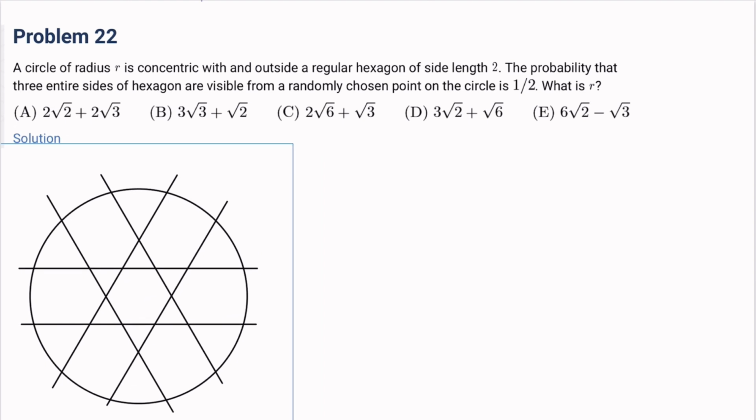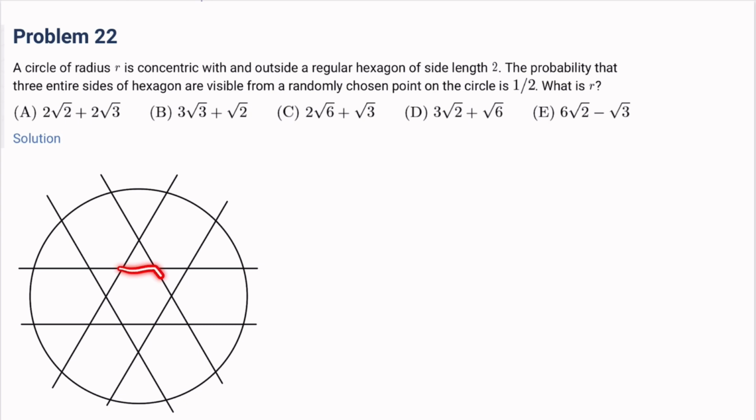So this is going to be our diagram. This is going to be our circle. Sorry, that's going to be our regular hexagon. So this is going to have side length 2, and this is going to be our circle. And then we want 3 entire sides of the hexagon visible from a randomly chosen point. So we want that to be 1/2.